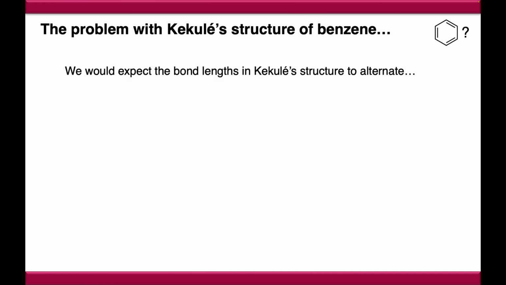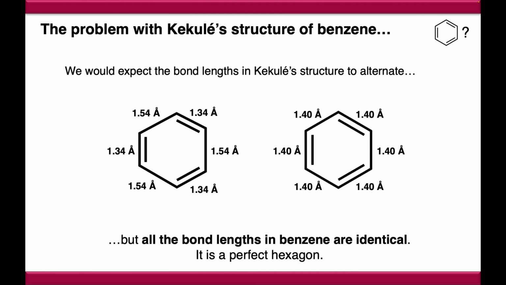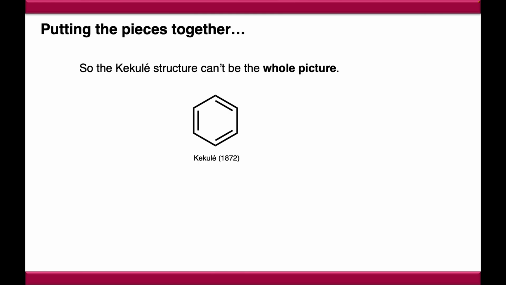Finally, we would also expect the bond lengths in Kekule's structure of benzene to alternate. So typically a carbon-carbon single bond is about 1.5 angstroms, and a carbon-carbon double bond is much shorter, about 1.3 angstroms. So you'd expect to get this sort of distorted hexagon with weird bond angles going all around it. However, the bond lengths in benzene are actually all the same. They're all exactly 1.4 angstroms. So something isn't quite right.